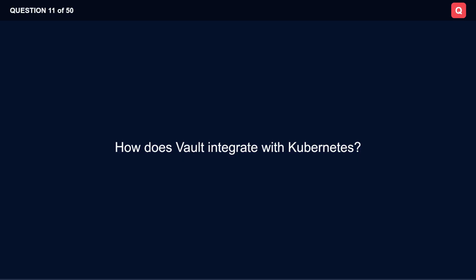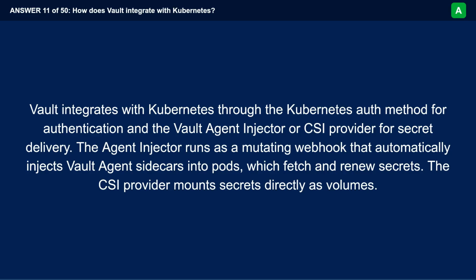How does Vault integrate with Kubernetes? Vault integrates with Kubernetes through the Kubernetes auth method for authentication and the Vault Agent Injector, or CSI provider for secret delivery. The agent injector runs as a mutating webhook that automatically injects Vault agent sidecars into pods, which fetch and renew secrets. The CSI provider mounts secrets directly as volumes.